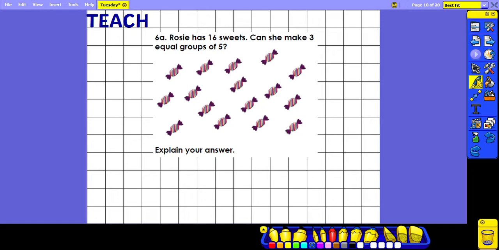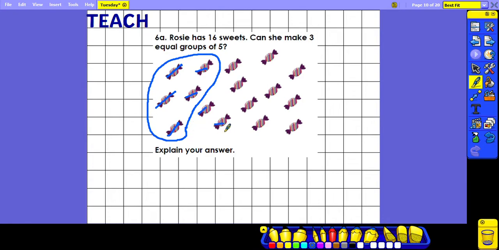So this time we've got a reasoning question and it says, Rosie has 16 sweets. Can she make 3 equal groups of 5? Explain your answer. What I'm going to do is group the sweets into 5 first of all to see if I can make 3 equal groups. So I'm going to count out 5 in one go. So 1, 2, 3, 4, 5, and then put them in a group.